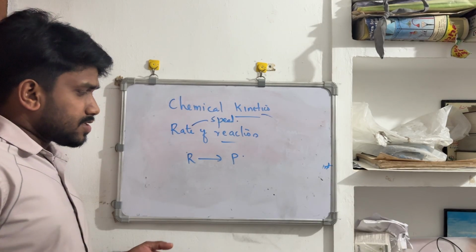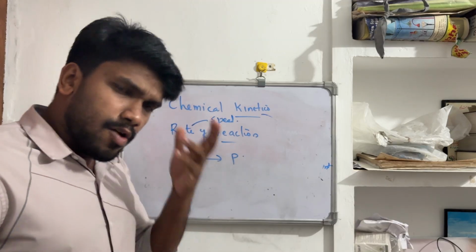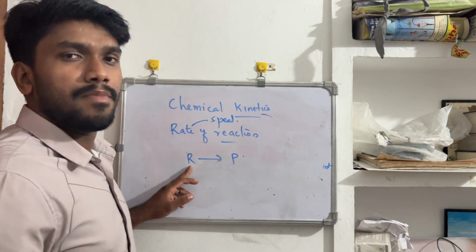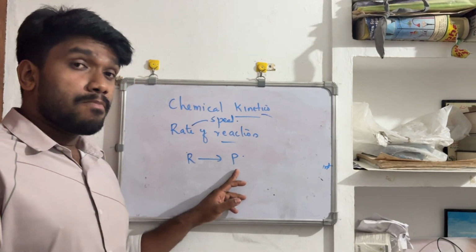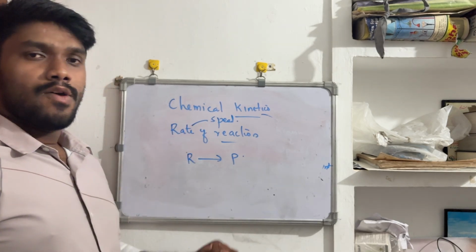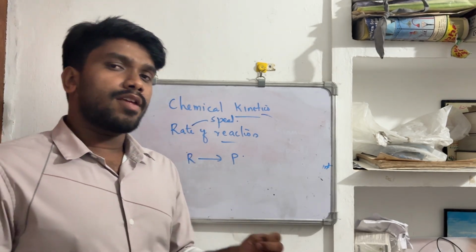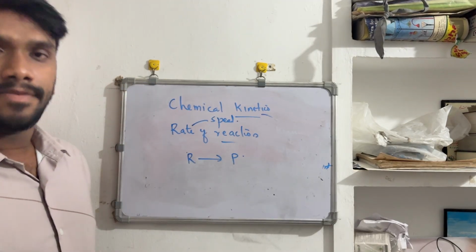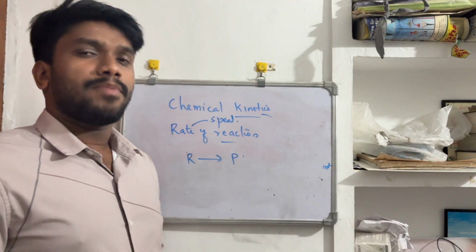What is the change for reactants when time passes? We know that the concentration of reactants decreases with time. However, the concentration of products increases with time. So we can calculate the rate of the chemical reaction by checking either of these parameters. Mathematically, how can we represent that?